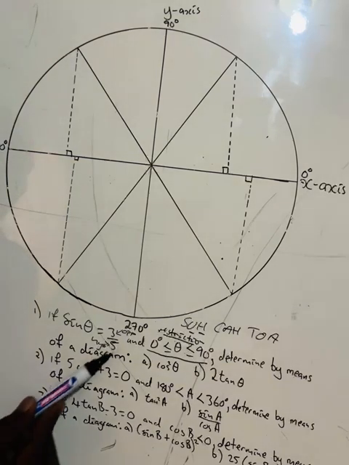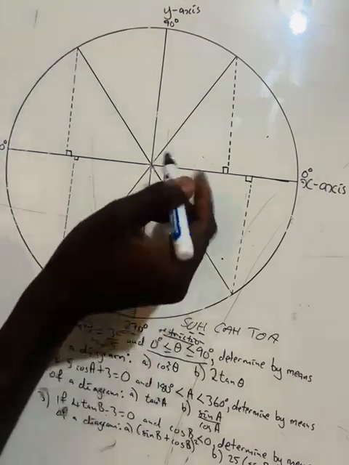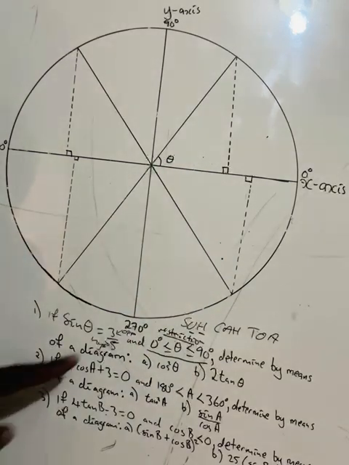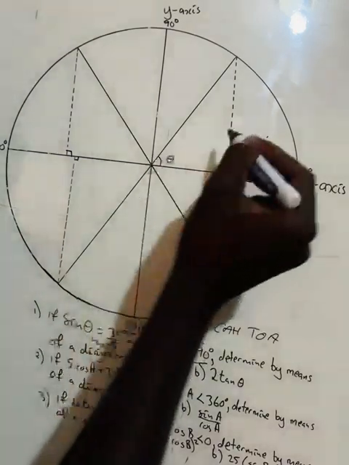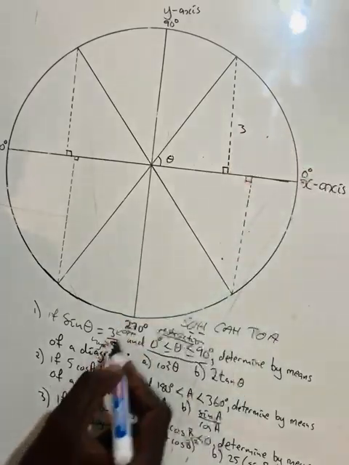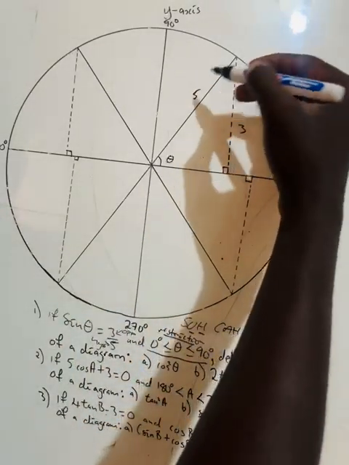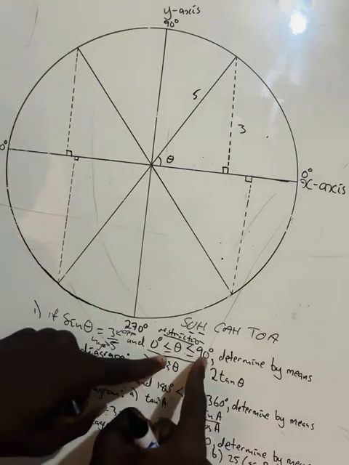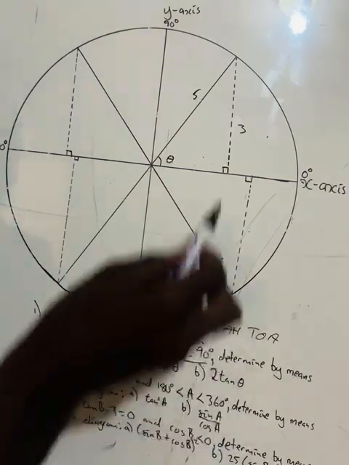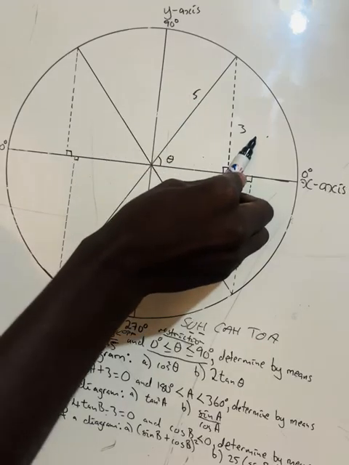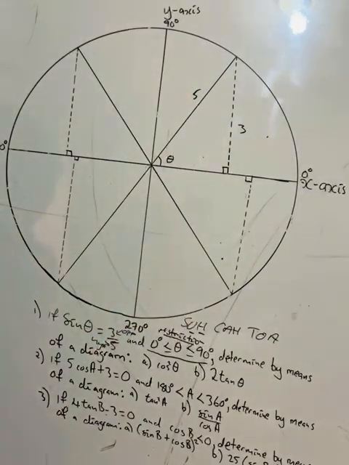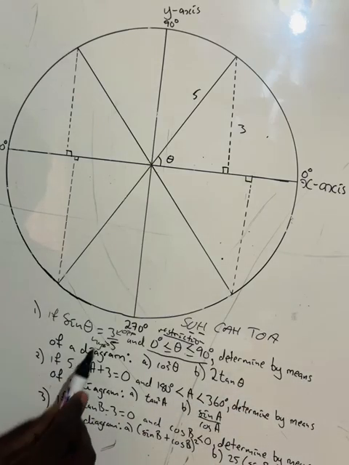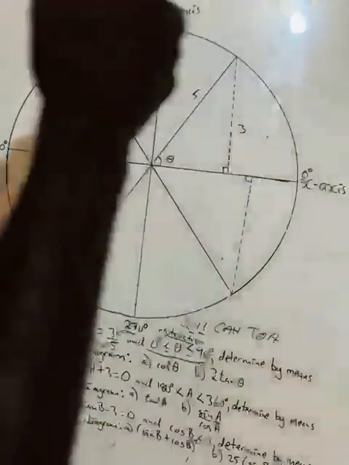Meaning to say that this opposite and the hypotenuse which have been given, this is the angle theta that they are talking about, which means that our opposite here is 3 and our hypotenuse is 5. That's what we have been told. We're told what sin theta is. We were told where to work by this restriction. That's why I now wrote that opposite is 3 and hypotenuse is 5. Now, what do they say? They say determine by means of a diagram. That's why you saw I drew a diagram.